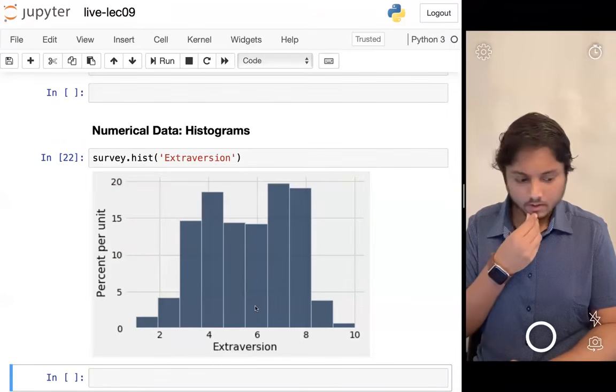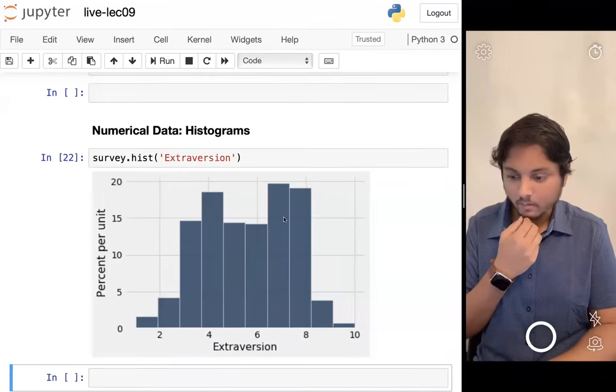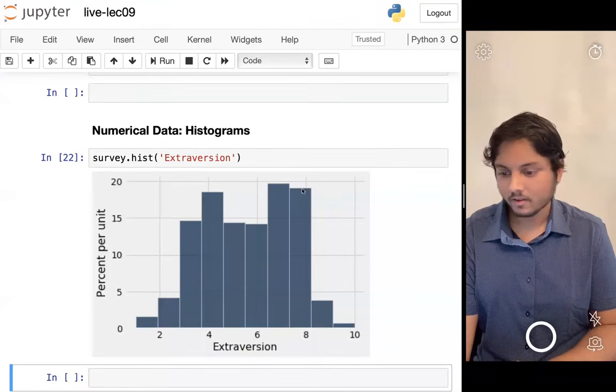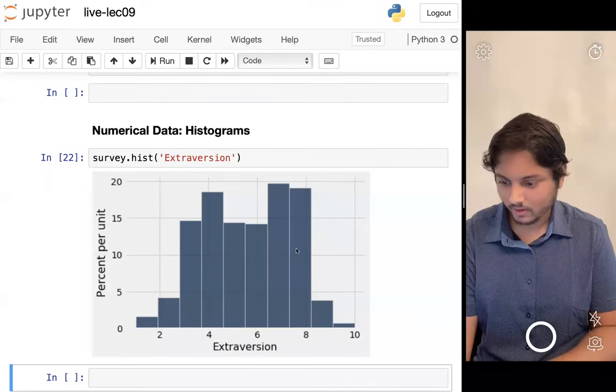And so here's what that looks like. It's interesting, there are quite a few 5s, but then a lot of people who are 4s, and then even more people who are 7s and 8s. So that's kind of interesting. The bump on the right is a little bit higher than the bump on the left. So there are probably slightly more extroverted people, potentially, but it's kind of interesting.